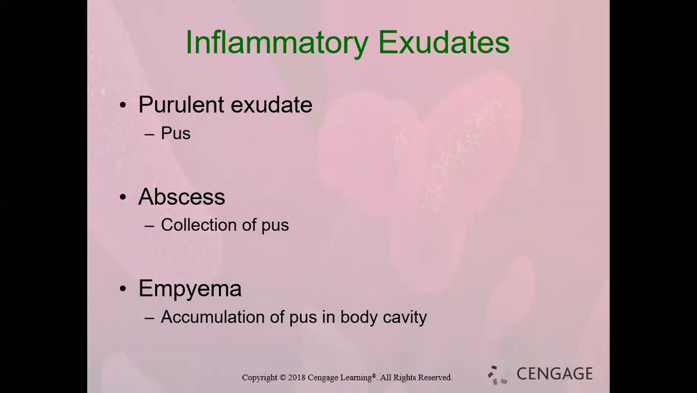Purulent exudate is just pus that can be very gross and smell. An abscess is just going to be a collection of that pus. And empyema is just an accumulation of the pus inside of a body cavity.